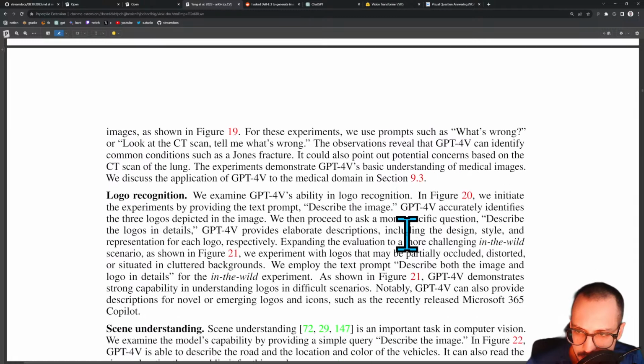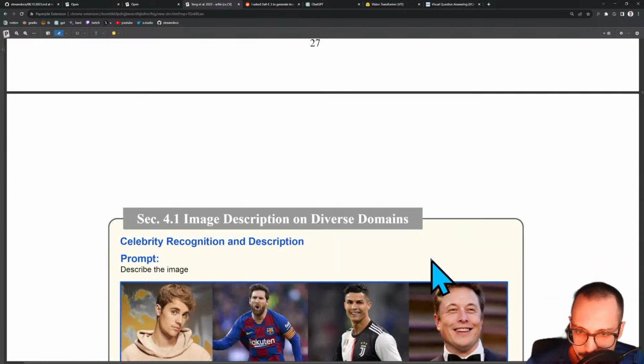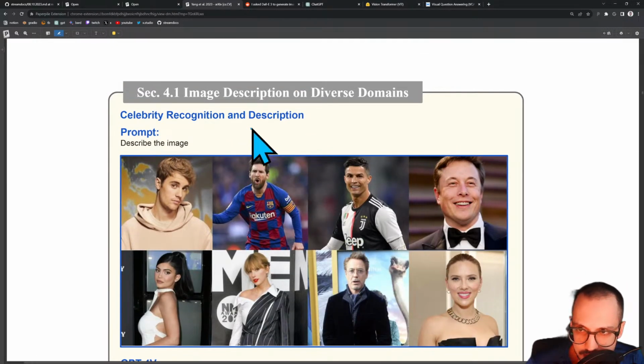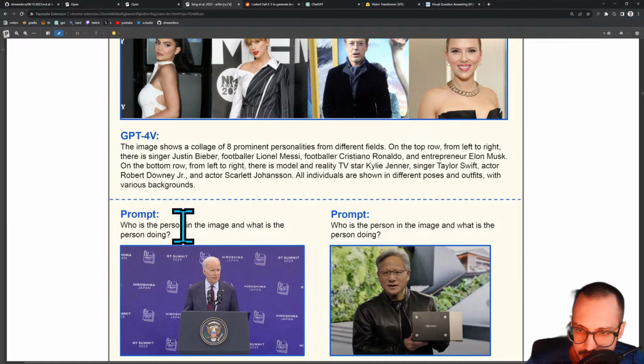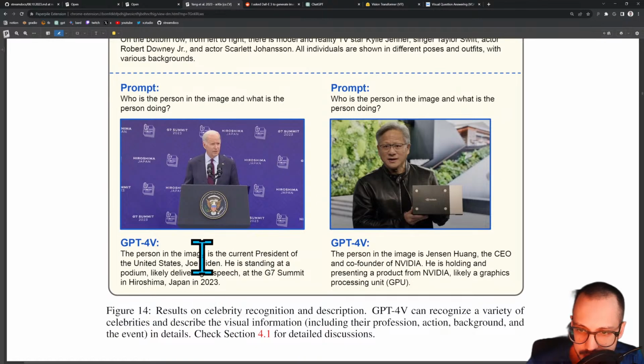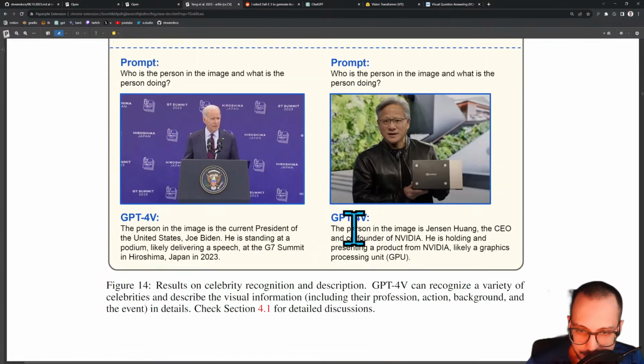Okay. We have more. We're only looking at figures today. Image description on diverse domains. So here you have a bunch of pictures of celebrities. What is the person doing? He is standing on the podium delivering a speech. Jensen Huang, the CEO of NVIDIA, holding a GPU. So these all seem correct.